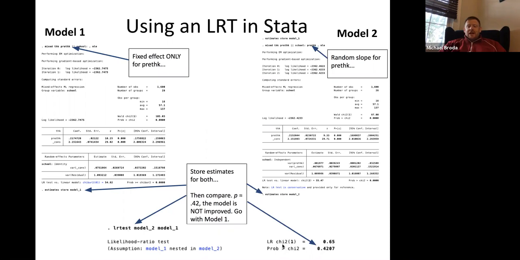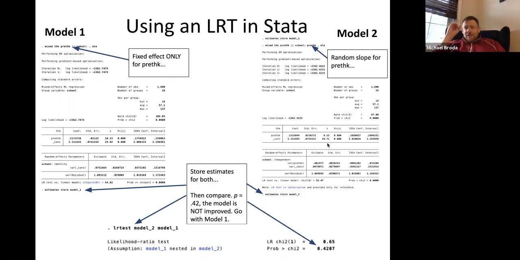Then we get a chi-square test statistic, which in this case is very small, 0.65, and then a p-value, which in this case is non-significant. So again, this is the same decision we got from looking at AIC and BIC. This is telling us you don't need to include the random slope for pre-THK. It does not result in a significant model improvement.